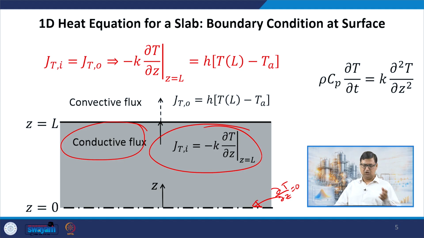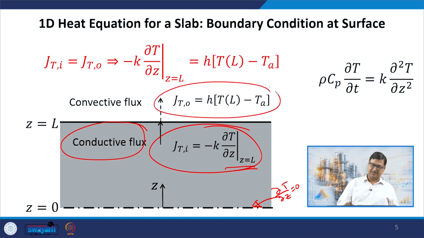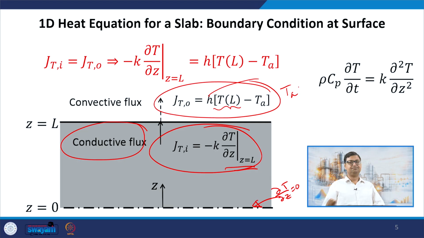At Z equal to L. This is very important, at Z equal to L. This is the conductive flux, and this is the flux that goes out in the convective form, and the convective form is given as something like this, where now H is the heat transfer coefficient for this with the surrounding, of the temperature difference, the temperature at the surface and the ambient temperature.